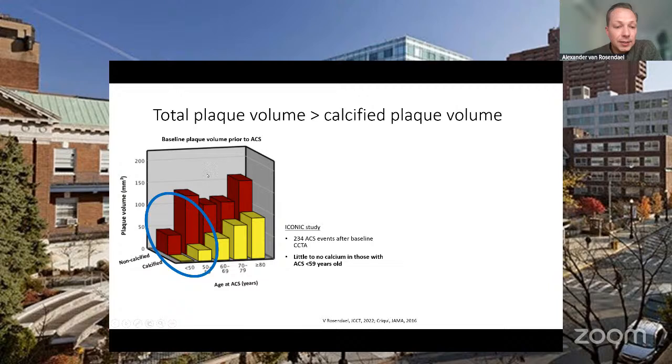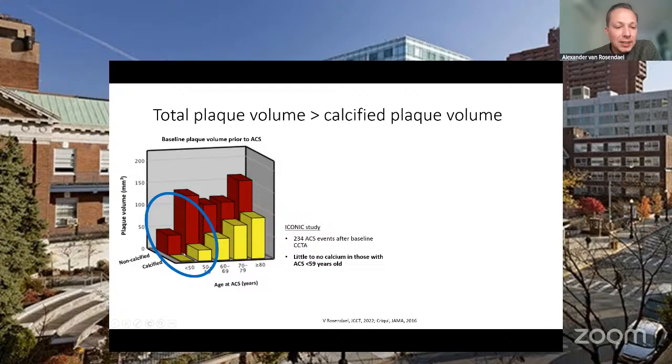You see this figure here, where you have in the red the non-calcified plaque of that CT scan, in the yellow the calcified plaque, and here you see it according to the age. And if you look in those patients who got their myocardial infarction older than 80, you see they did have a lot of calcified plaque and even more non-calcified plaque.